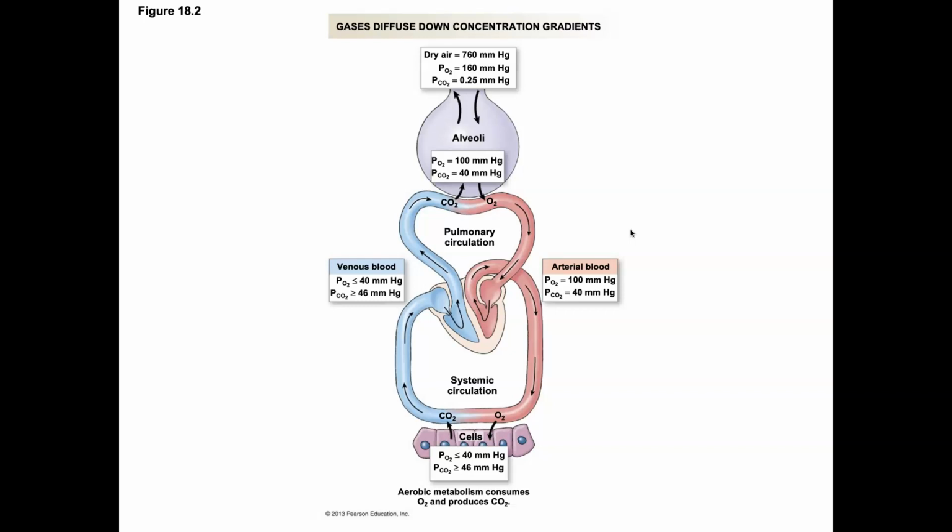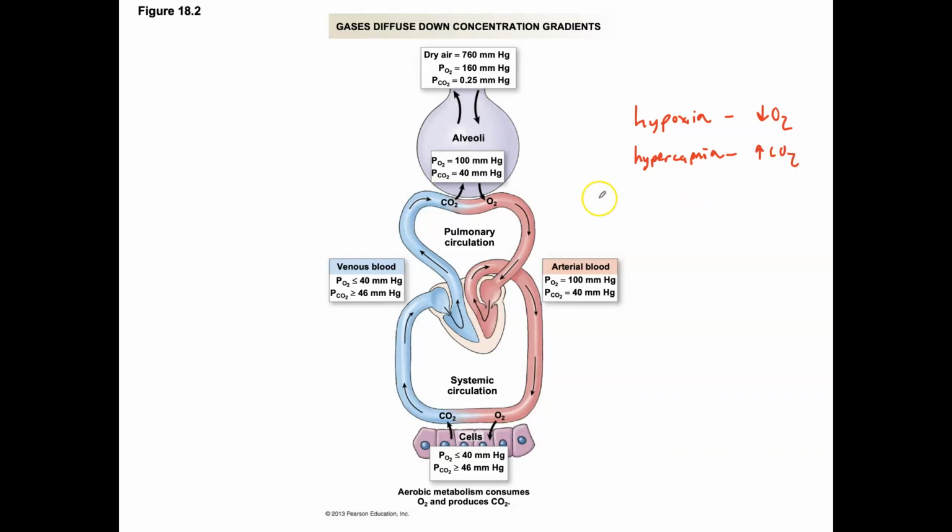If for some reason the movement of gases in the respiratory system and within the cardiovascular system is impaired, we would see conditions that we call hypoxia, which is a decrease in oxygen levels within the body. Or we may also see hypercapnia, which is an increase in carbon dioxide levels within the human body.